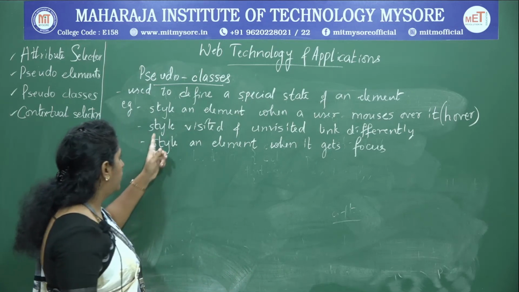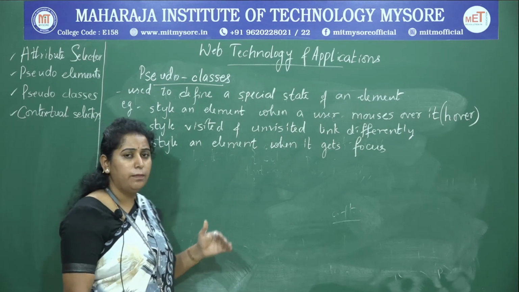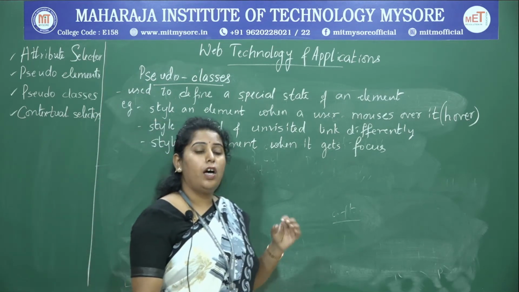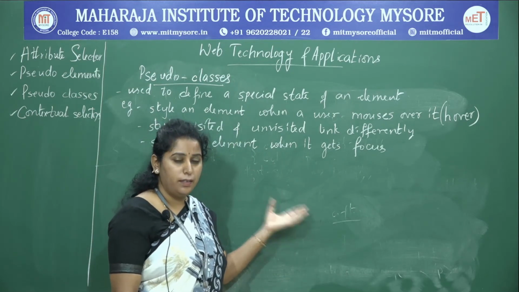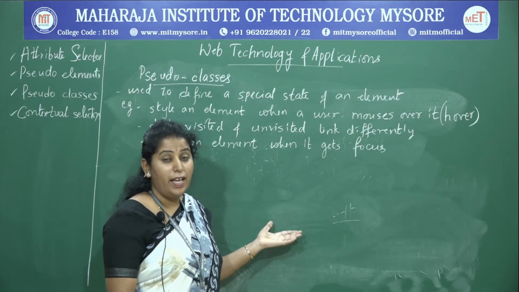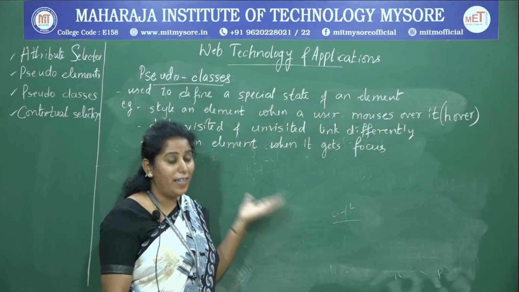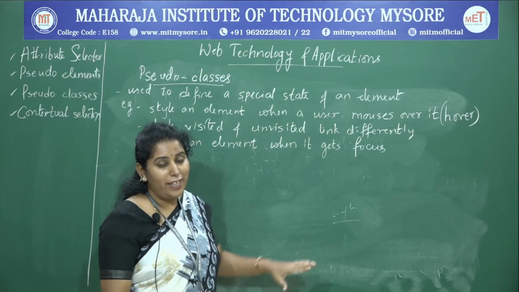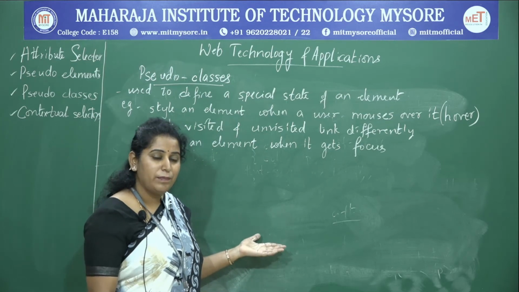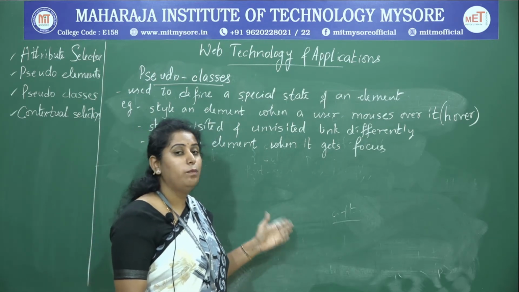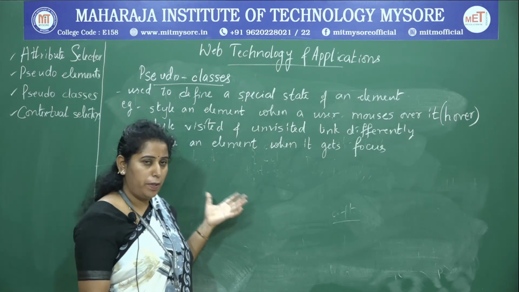HOVER. Next, style visited and unvisited links differently. It means that by default, when you are visiting a link, the link will be displayed in blue color. Once you have visited the link, it will be displayed in purple color. Visited links will be printed in purple color, and unvisited links will be displayed in blue color in default browsers. So you can also change that property.